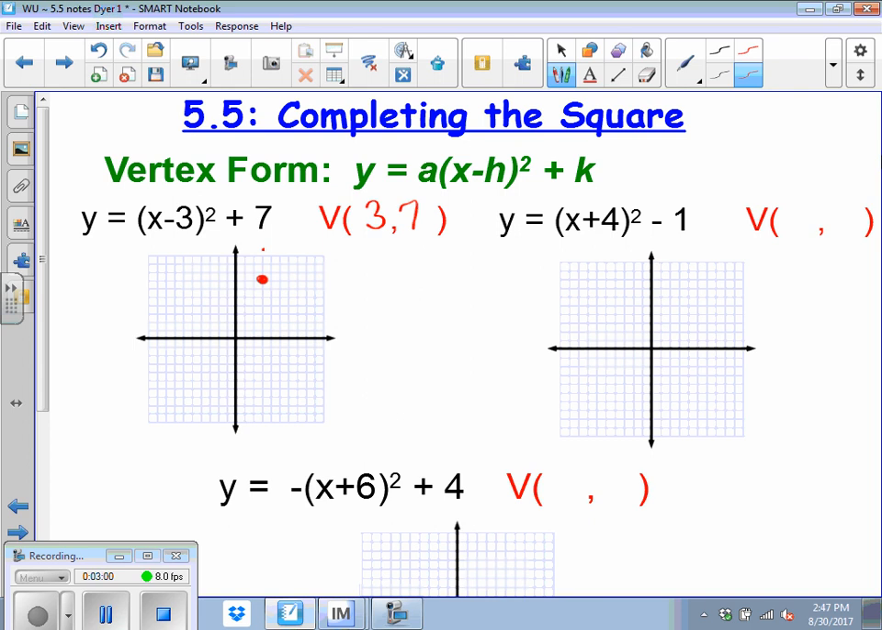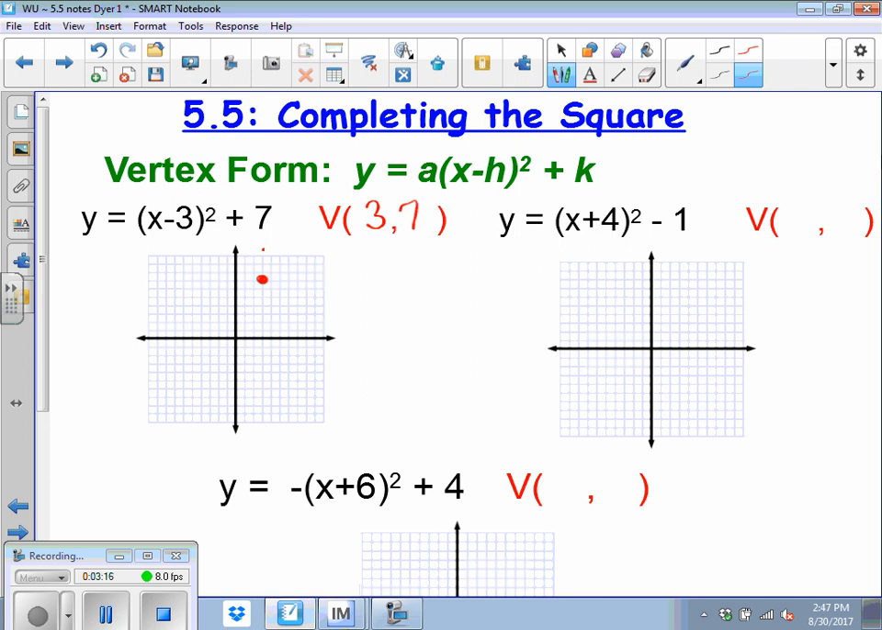Anybody know what that is? Kind of. What were you going to say? Negative or positive. Negative. What is negative or positive? A. If A is positive, it opens up. If A is negative, it opens down.